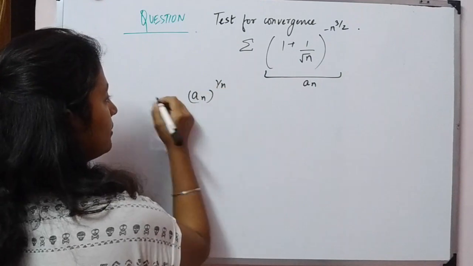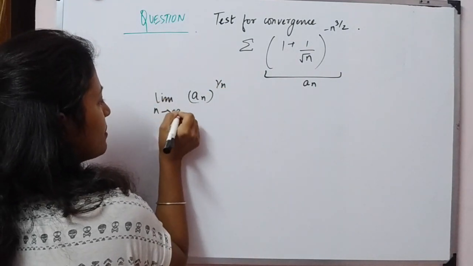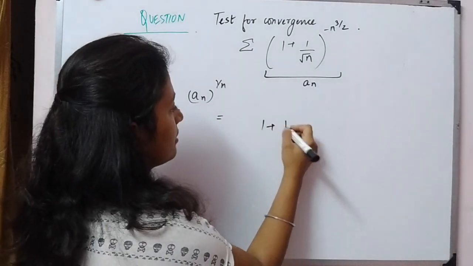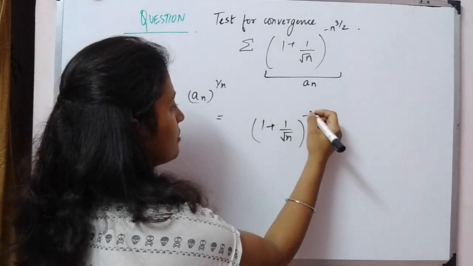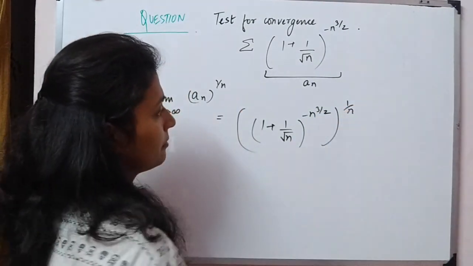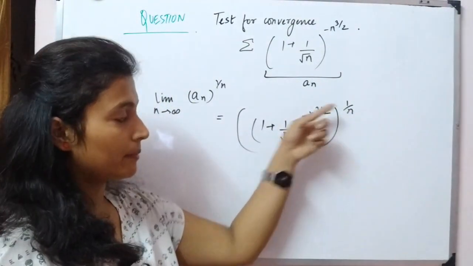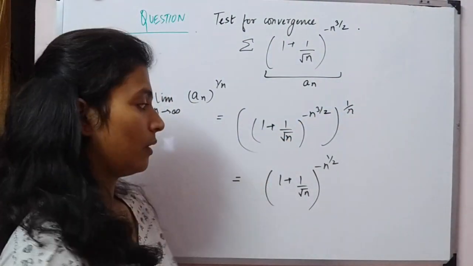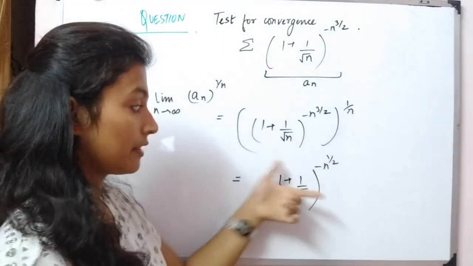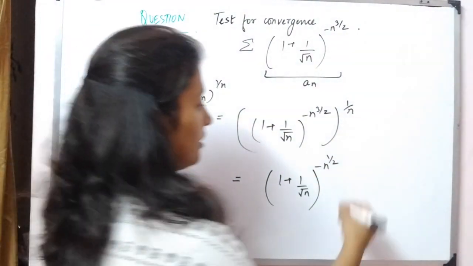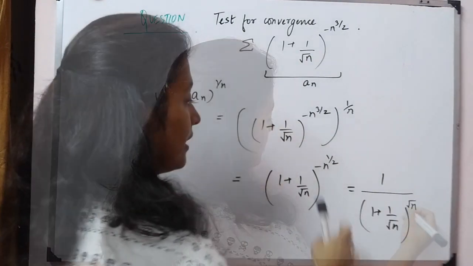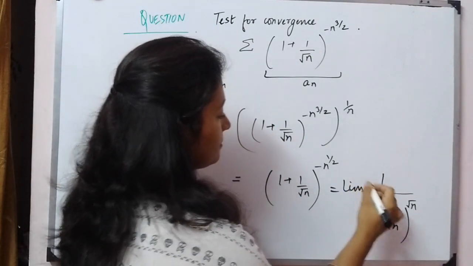First we have to find the limit of a_n raised to power 1 by n. So let's move towards finding the limit. First we'll write the term as it is. Now what we have to do is divide the power by n. As we divide the power by n, we are left with a negative power. When we have a negative power in the numerator, the term moves to the denominator with a positive power. So this becomes 1 upon (1 + 1/√n), and here we had the limit as n tends to infinity.